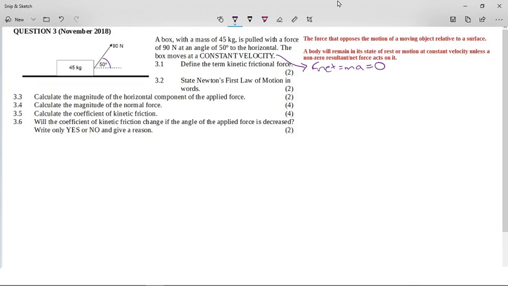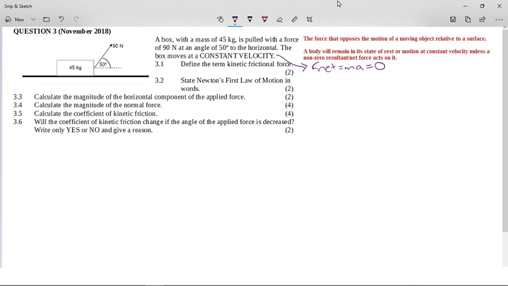Then it says define the term kinetic frictional force. Well, that's the force that opposes the motion of a moving object relative to a surface. Now it says to state Newton's first law of motion in words, and that's a body will remain in its state of rest or motion at a constant velocity unless a non-zero or resultant force acts on it.